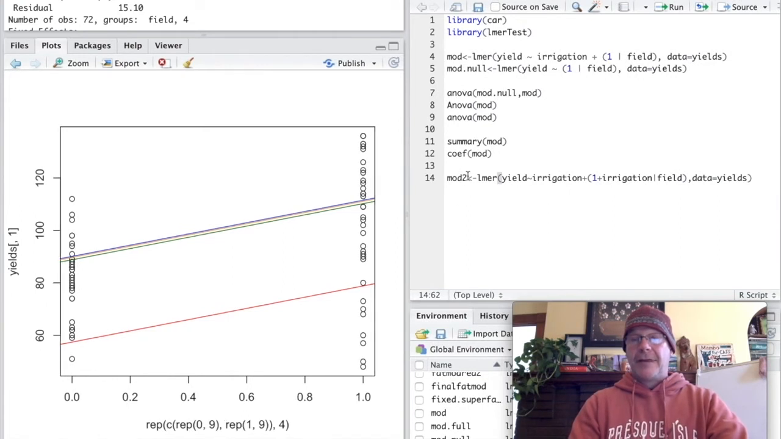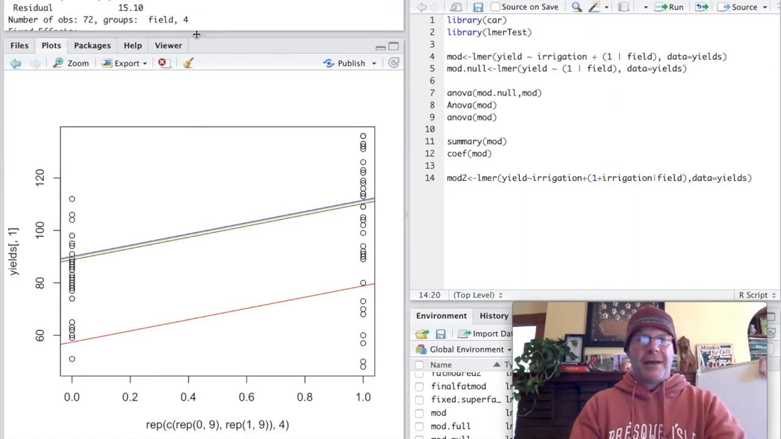Okay, so now I'm saying I want yield to be some function of irrigation, but now in front of that pipe symbol I've put irrigation. What that's telling Elmer is that I would like each field to have its own intercept, but I am also willing to allow each field to have its own slope, so the amount of effect that irrigation has.